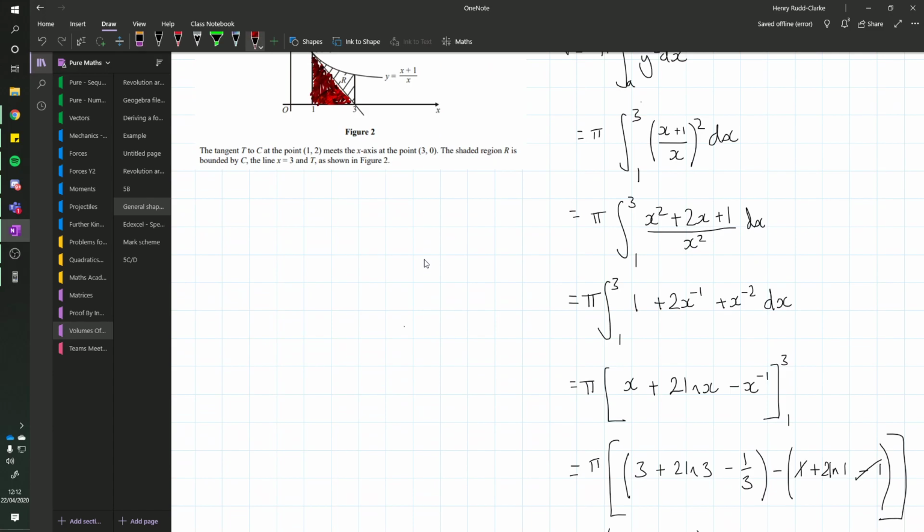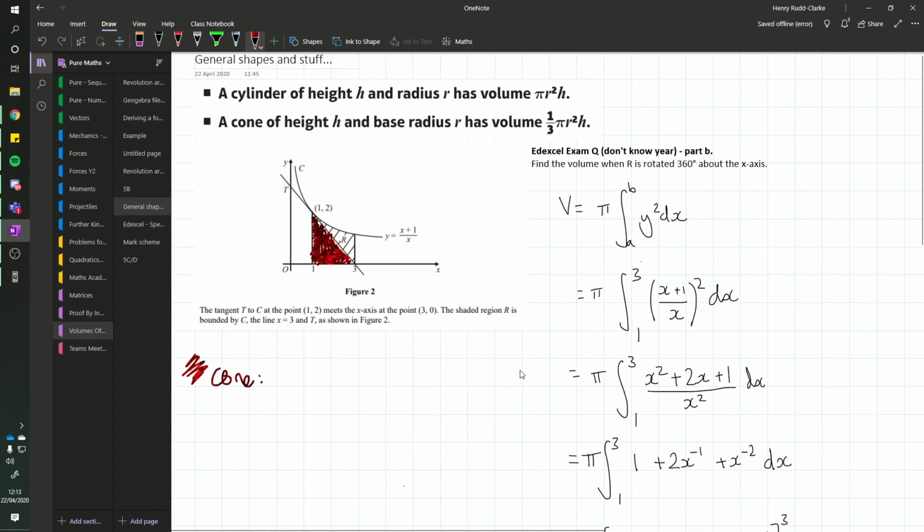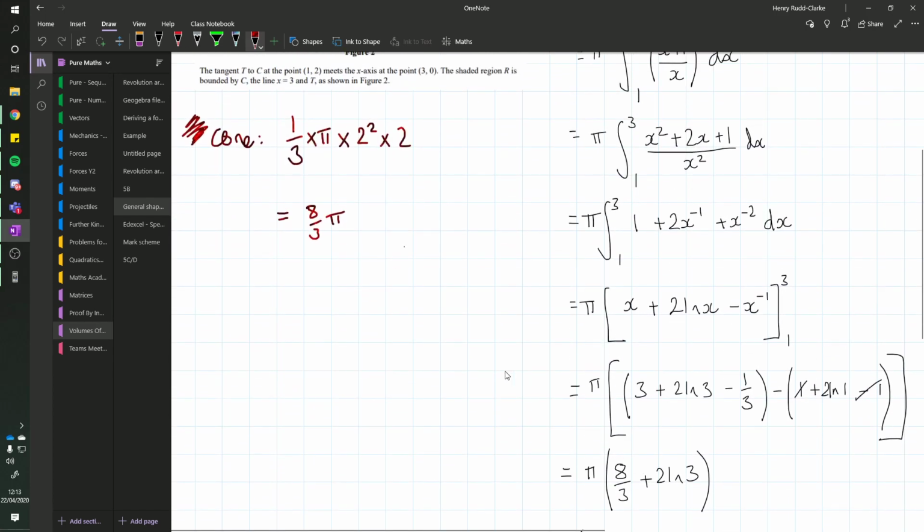Oops, scrolled by accident. So cone is going to be pi times by, so we've got the formula here at the top, third pi r squared h, so third times pi times r squared, which is 2 squared, times 2, so this is 8, so it's going to be 8 over 3 pi. Oh, well, would you look at that? That's quite nice, isn't it? Because if I do the volume of the whole thing, take away the volume of the cone, it just leaves me with 2 pi ln 3.